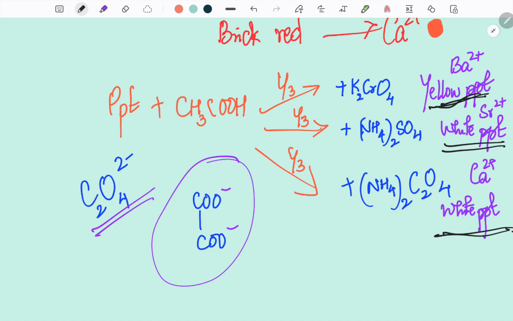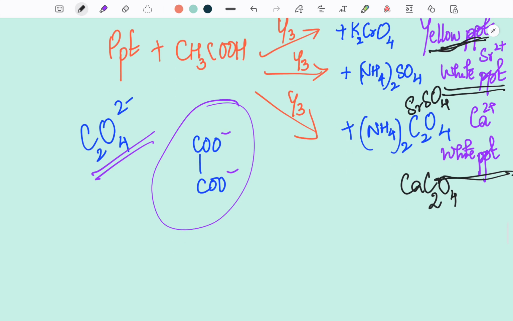Now, we need to learn the precipitates formed. Here the precipitate formed is barium chromate. Here the precipitate formed is strontium sulfate. And here the precipitate formed is calcium oxalate. So that is the confirmatory test.